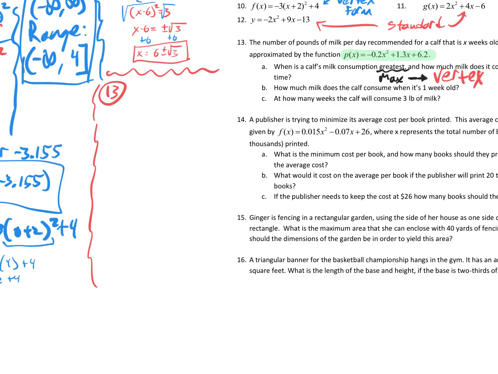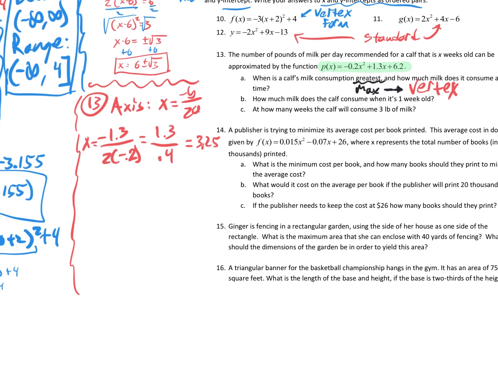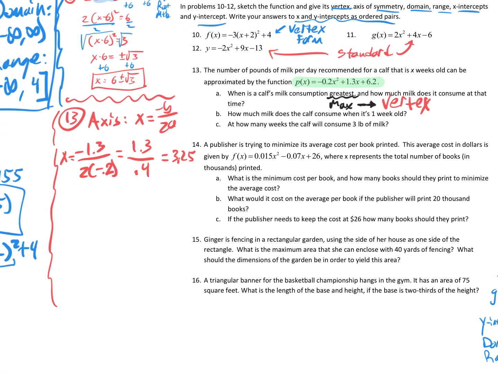13, all right. So we want to find the axis of symmetry, and the axis of symmetry is x equals negative b over 2a. So we have x equals negative 1.3 over 2 times negative 0.2. The negatives are going to cancel, 1.3 over 0.4. We'll go to our calculator, see what it has to say about that, and it looks like that is 3.25. That is the x value, and the x value, as it says, is the weeks old.